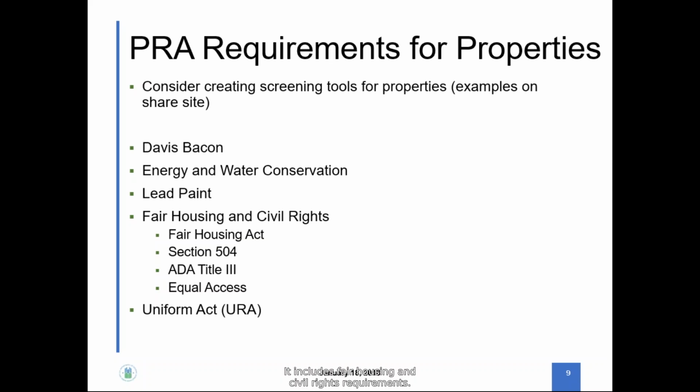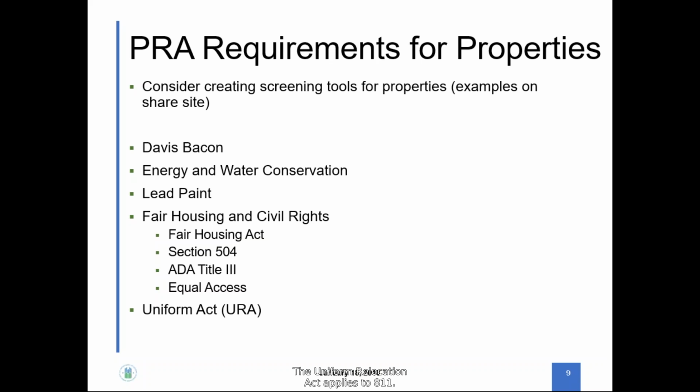It includes fair housing and civil rights requirements. So the property must follow all fair housing and civil rights requirements, which includes some construction accessibility requirements, as well as non-discrimination requirements and affirmatively furthering fair housing requirements.